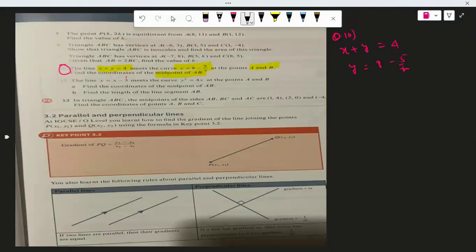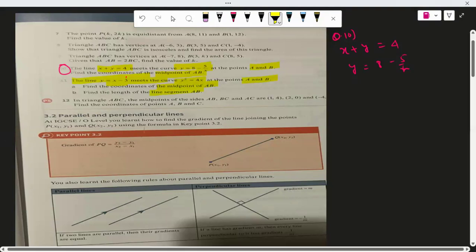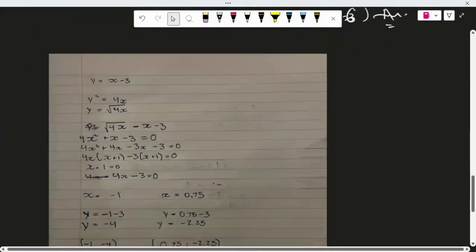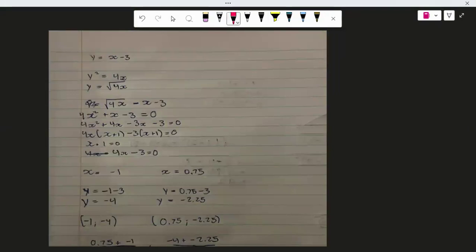Question number 11. The line y equals x minus 3 meets the curve y square equals 4x at points A and B. Then first, you have to find the midpoint of AB, and then find the length of AB. So we have two equations: y equals x minus 3, and y square equals 4x.